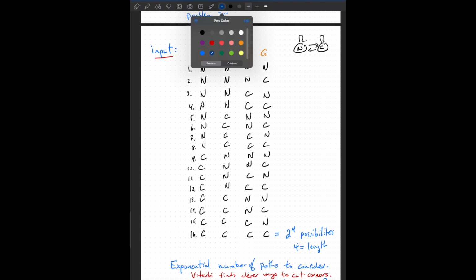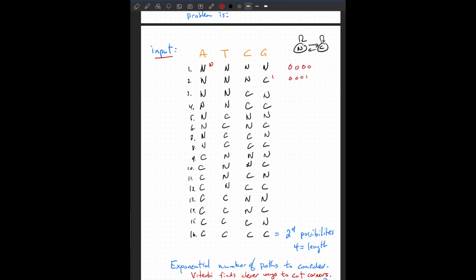think about it. If you replace n by a 0 and c by a 1, these are binary vectors. So this first vector is 0, 0, 0, 0. Then we go to 0, 0, 0, 1. And if you count in binary, maybe some of you have done this before, maybe some of you have never counted in binary, it's kind of fun.